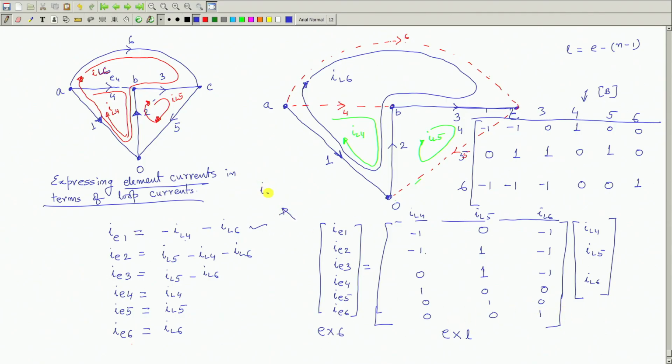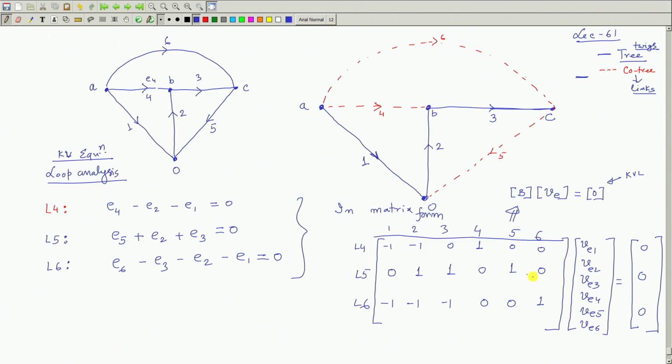The element currents IE is nothing but B transpose into the loop currents. What is IE? IE is this column vector comprising all the element current information. What is IL? IL is this loop current vector, once again a column vector. And what is B transpose? B transpose is that earlier B matrix which I wrote here, which we got from the KVL equations.